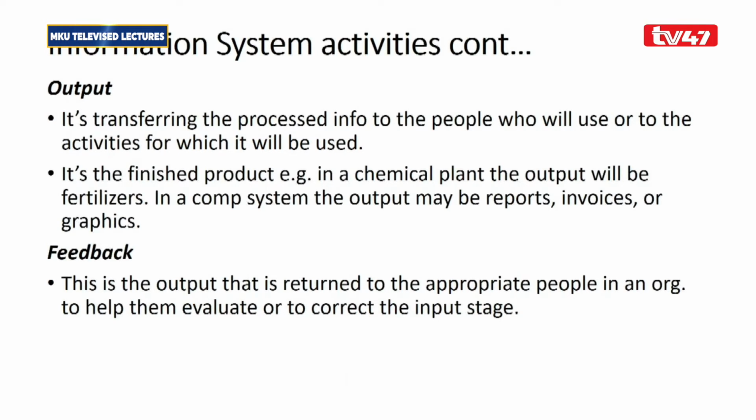Then we have what we call feedback. Sometimes the output that comes out of the information system is used as input. This is where the output is returned to the appropriate people in an organization to help them evaluate or to correct the input stage. So sometimes what comes out of the system informs how we will be carrying out our operations, or maybe what we need to adjust in our organization. That is what we are calling feedback.